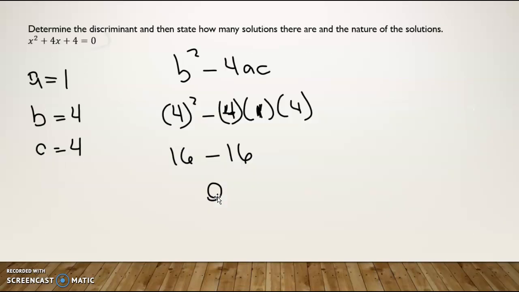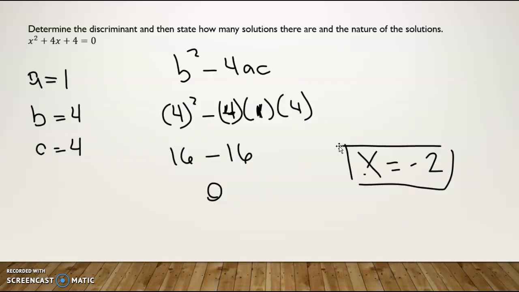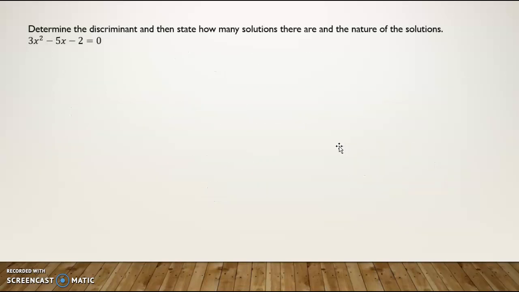And it comes out that the solution to x squared plus 4x plus 4 is actually x equal to negative 2. So we would have one rational solution. Okay, let's go down to this one, and it's in standard form, so we'll go ahead and determine our A, B, and C.